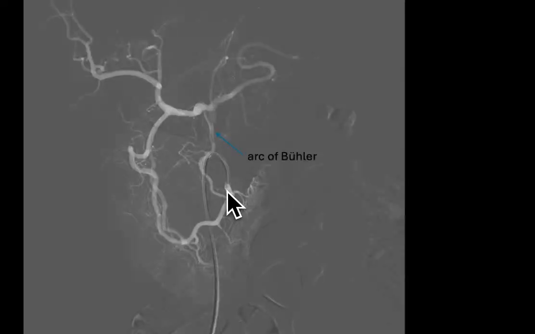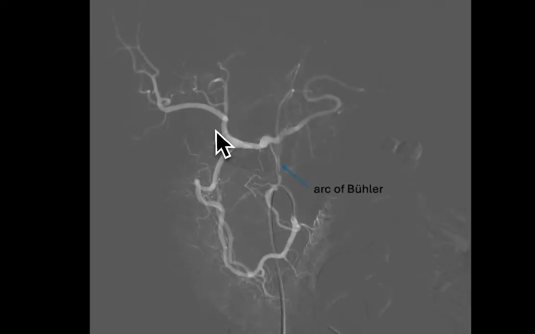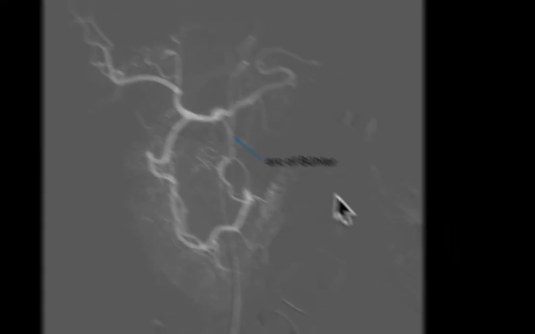We're injecting the SMA here, and we see we're opacifying the celiac. A lot of it is coming through the arc of Buehler, but also there's a good amount of retrograde flow, so likely this patient has some sort of celiac stenosis would be my guess.